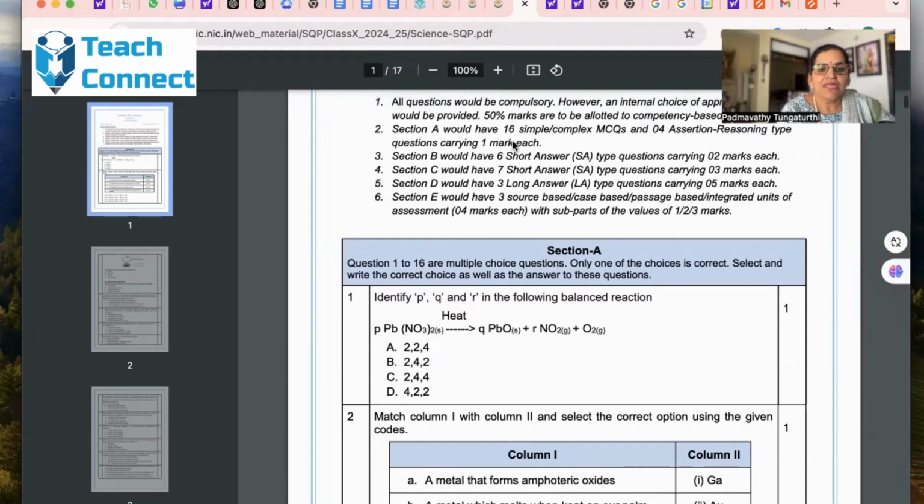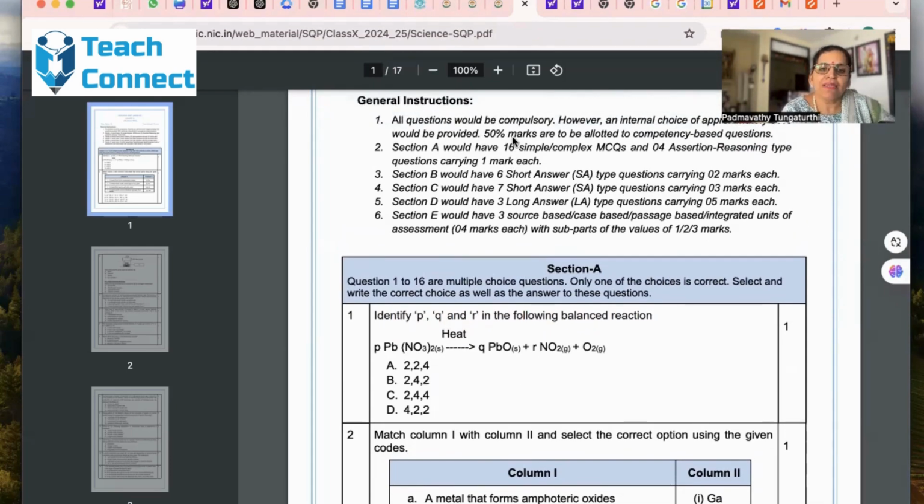Then, Section A would be 16 simple, complex multiple choice questions with 4 assertion-reasoning type. This is the segment for this video today. Sections B, C, D and E, we will be doing in video 2.